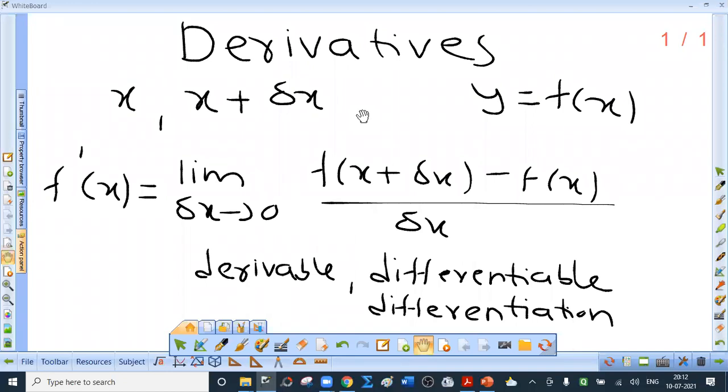Again, what is the derivative of a function? Suppose x and x plus delta x belong to the domain of the same function, and the limit as delta x tends to 0 of f of x plus delta x minus f of x upon delta x exists. Then it is called the derivative of the function y equal to f of x with respect to x. If its derivative exists, the function is called a derivable or differentiable function. The process of obtaining the derivative of a function is called differentiation.